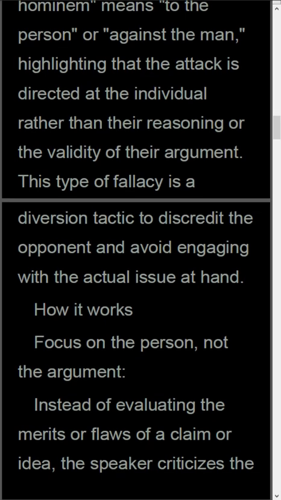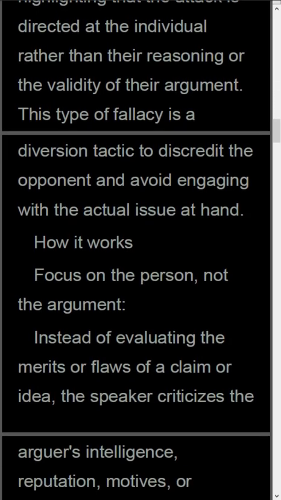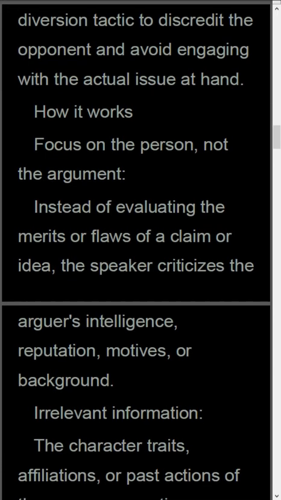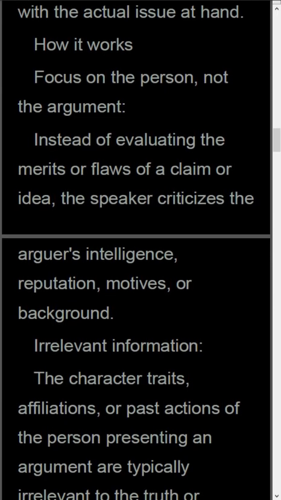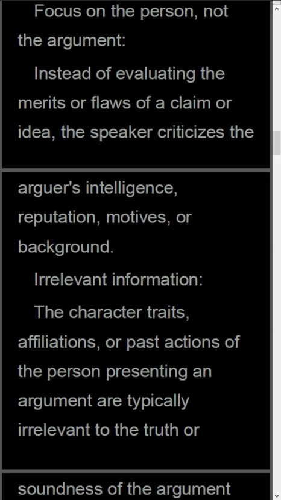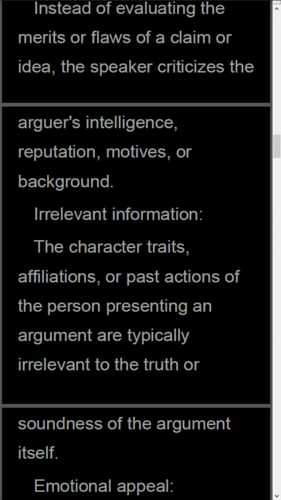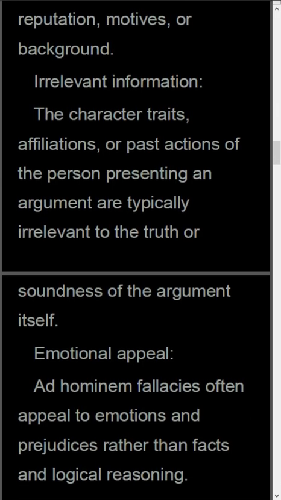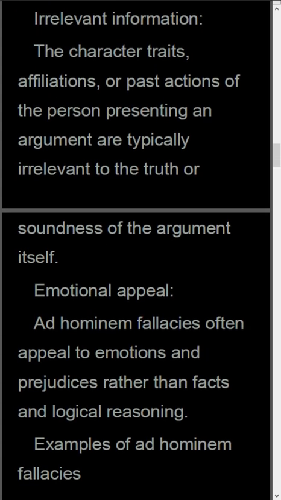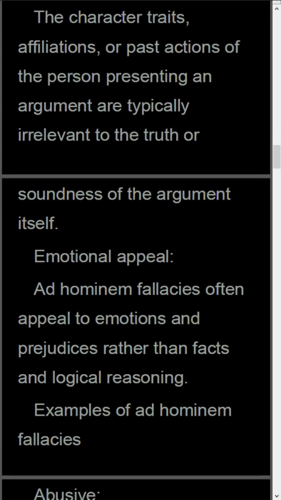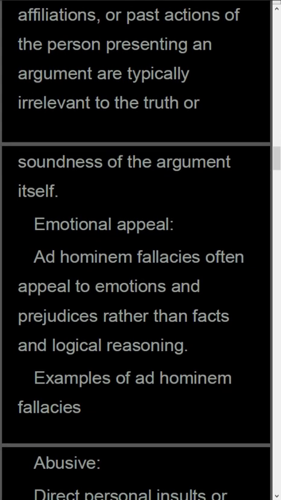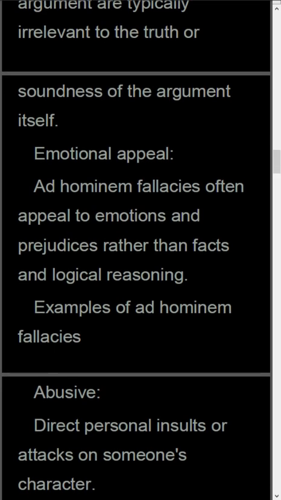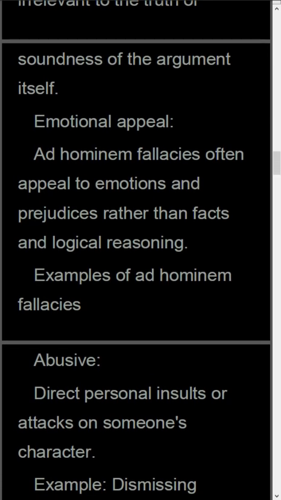How it works. Focus on the person, not the argument. Instead of evaluating the merits or flaws of a claim or idea, the speaker criticizes the arguer's intelligence, reputation, motives, or background. Irrelevant information. The character traits, affiliations, or past actions of the person presenting an argument are typically irrelevant to the truth or soundness of the argument itself. Emotional appeal. Ad hominem fallacies often appeal to emotions and prejudices rather than facts and logical reasoning.